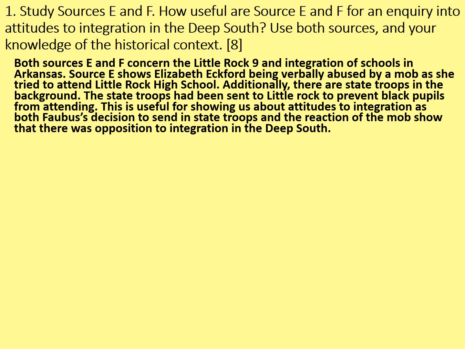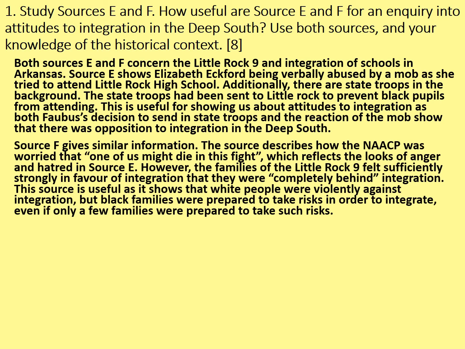That's where I've used an inference from the source rather than just the obvious information in order to link it back to the question of usefulness in relation to learning about attitudes towards integration. It's quite clear, isn't it, that source E shows that there was great opposition to integration in the Deep South. Source F gives similar information. The source describes how the NAACP worried that one of us might die in this fight, which reflects the looks of anger and hatred in source E.